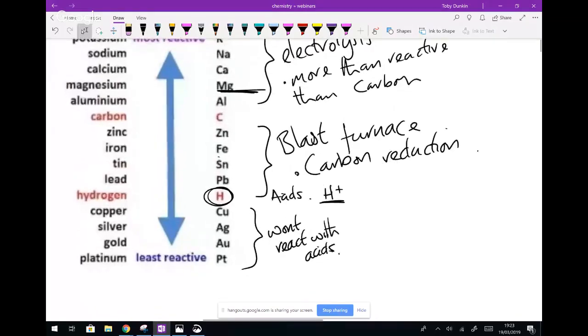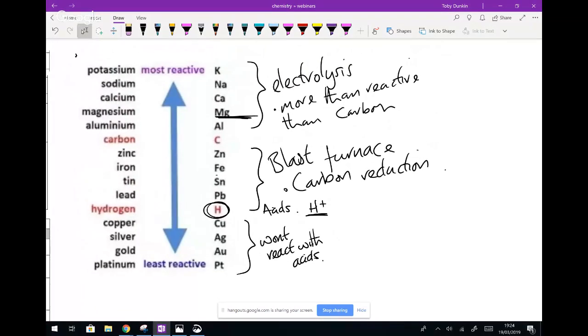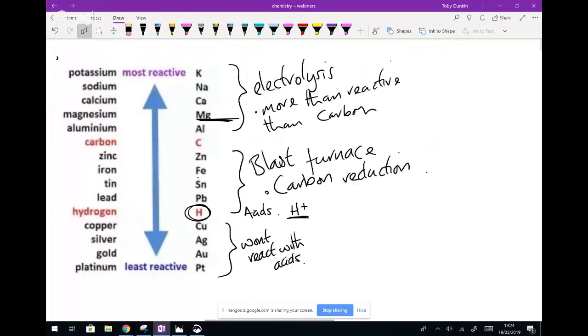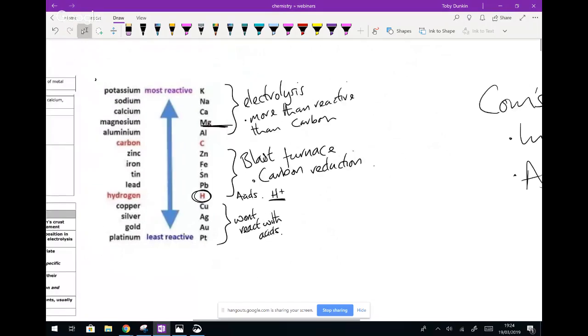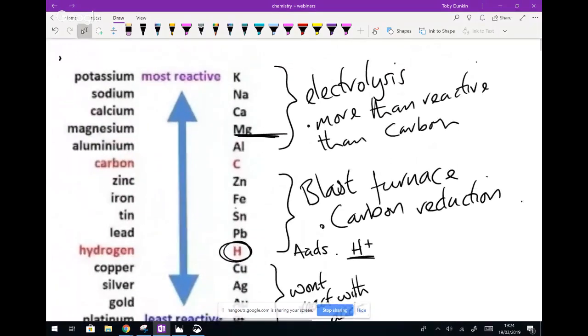Also, just to tell you what it's really about: it's to do with the ability metals have to lose electrons. The higher up you are, the more you like to lose electrons. The lower down you are, the less you like to lose electrons. So if you're above somebody else, you can take them from it. This is what it's all about.